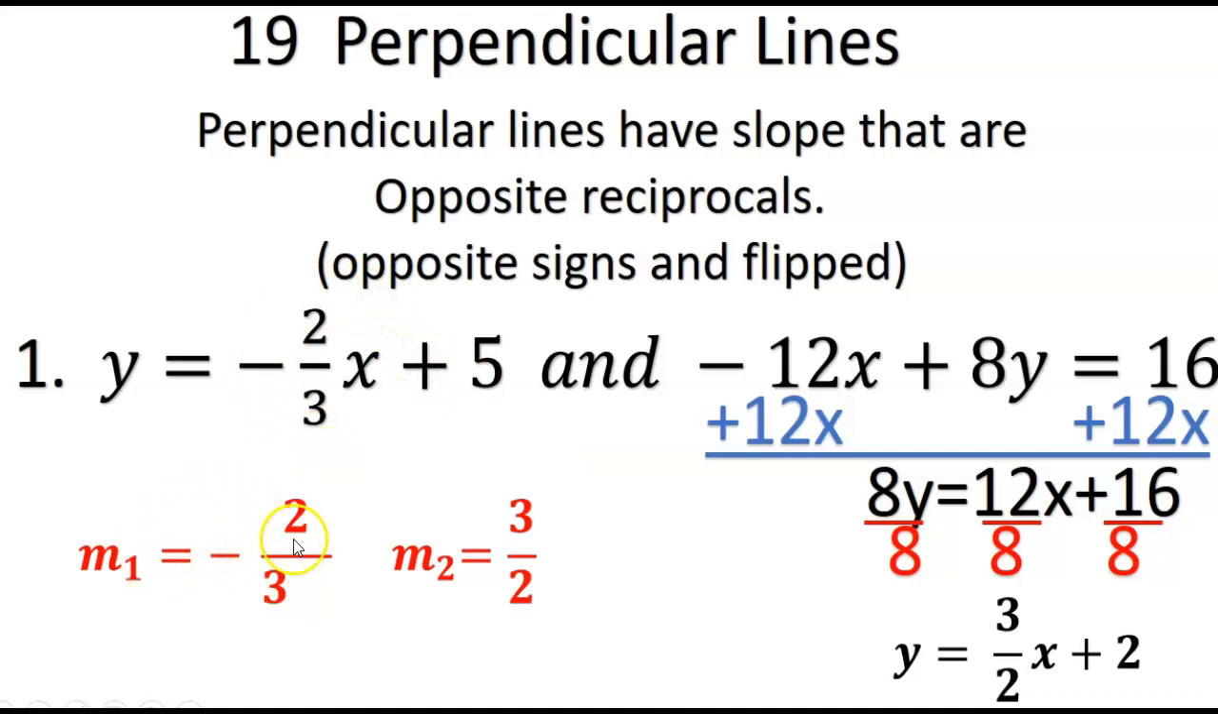This is the slope for the first one. This is the slope from the second one. In order to have perpendicular lines, I have to have opposites. Do I have, down here on my slopes, one positive and one negative? Yes. Do I have flipped fractions? 2/3, 3/2. Are those flipped? Yes. My conclusion is these two lines represented by these two equations are perpendicular.